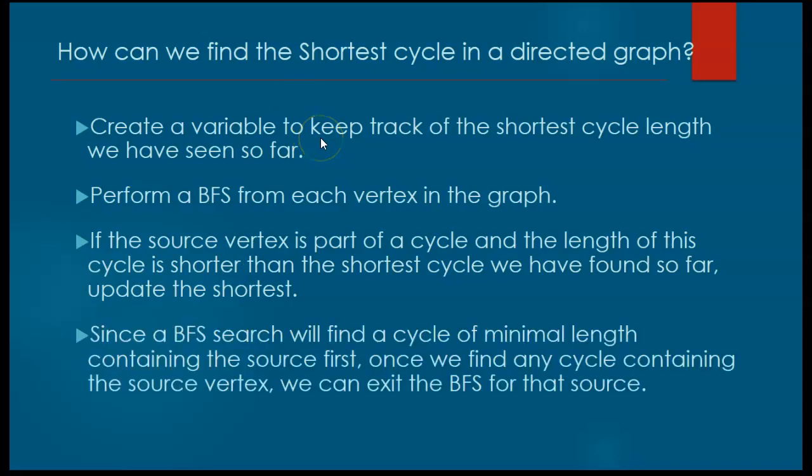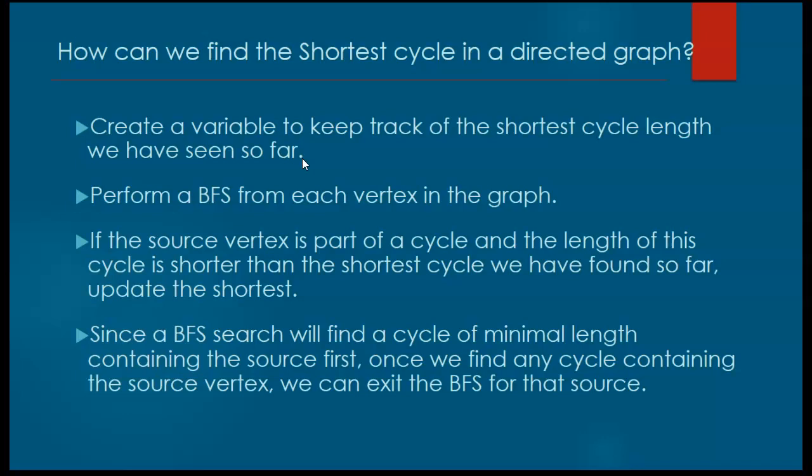And if it was shorter than the shortest we've found so far, then we'll replace the value in that shortest variable. And since BFS will always find a cycle of minimal length from a given source, since it searches out breadth first rather than depth first, it will find all cycles of length 3 before it finds any cycles of length 4 and so forth.